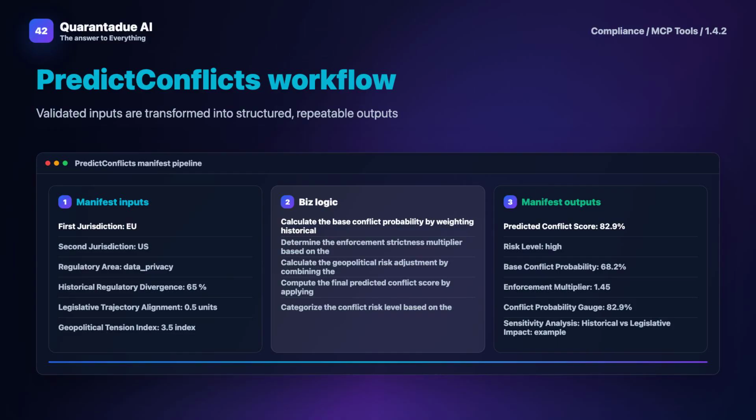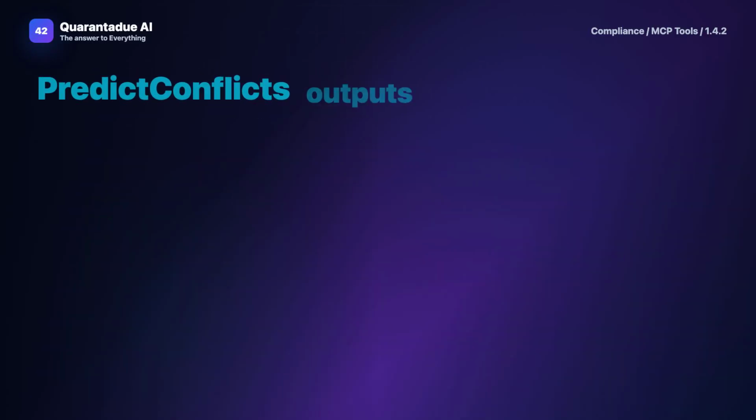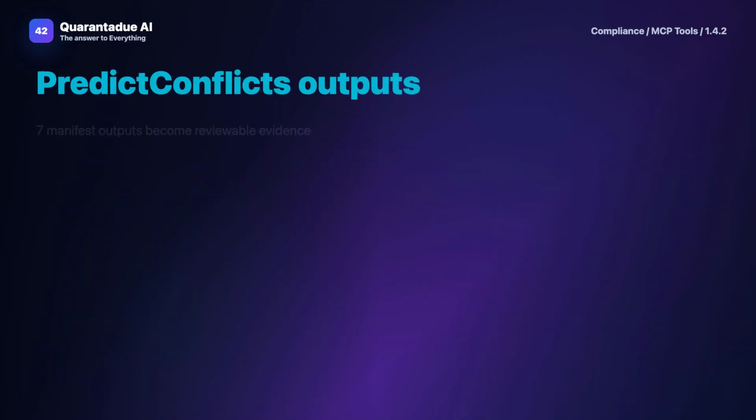And categorize the conflict risk level based on the predicted conflict score: low 0-30%, medium 31 to 60%, high 61 to 85%, critical 86 to 100%. This keeps the process deterministic, reviewable, and aligned with how compliance teams actually make decisions.